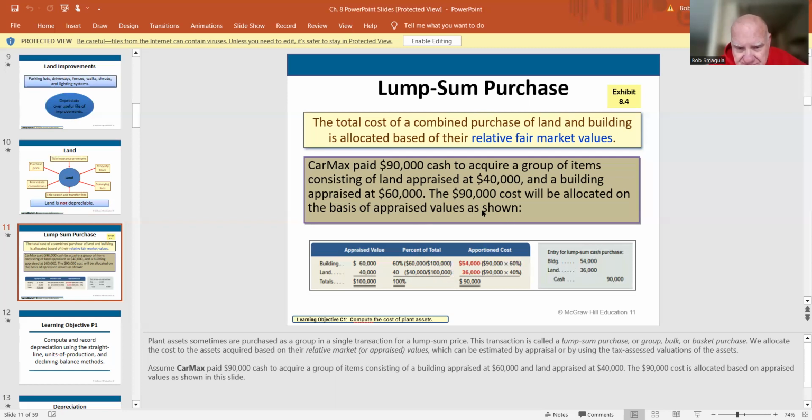Oh, the cost was 90,000, not 100. Okay, so my math was a little bit off. But you're going to debit the building for 54, the land for 36, cash, $90,000. Okay.